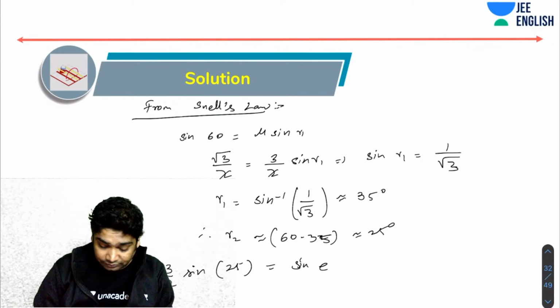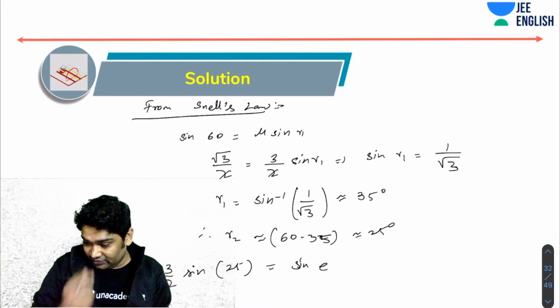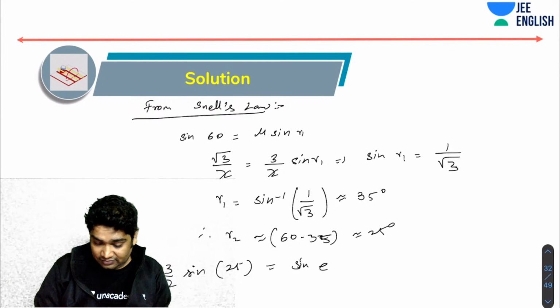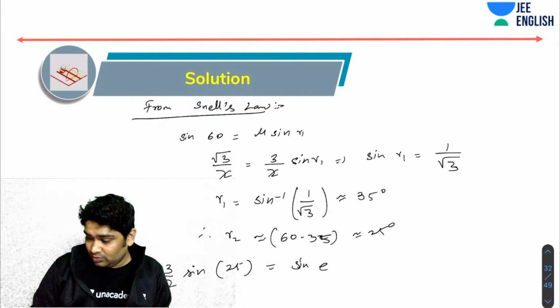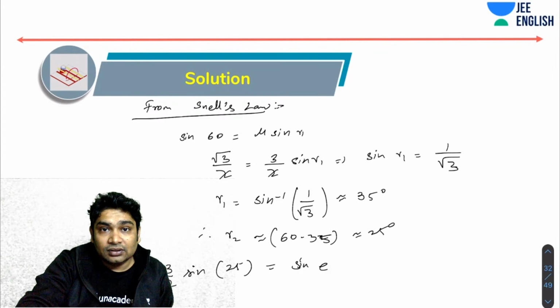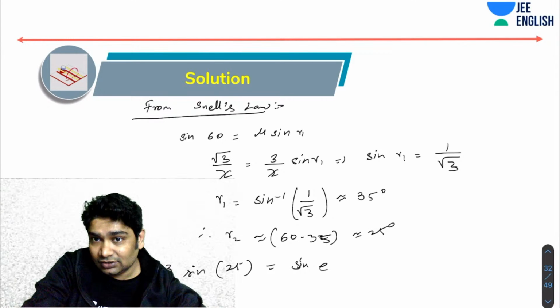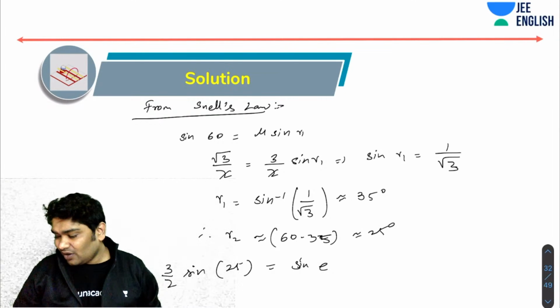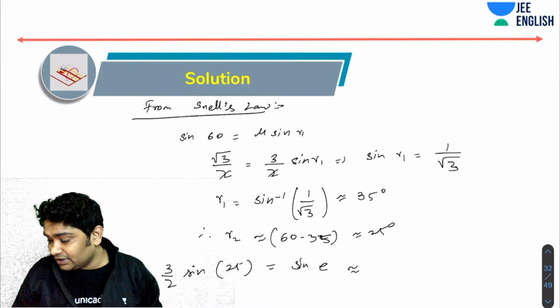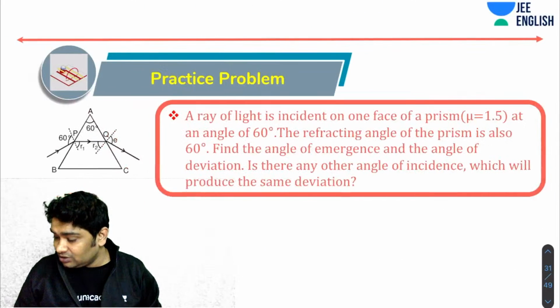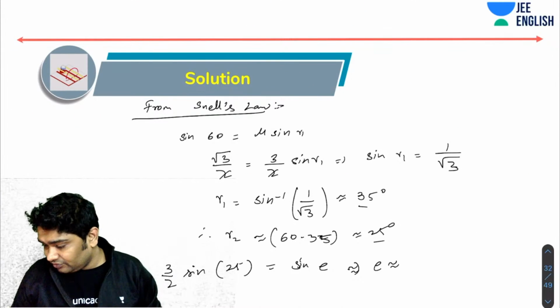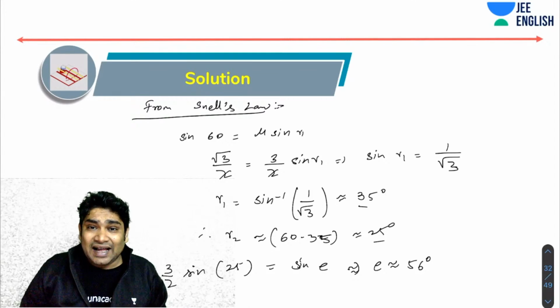All right, and let's see. Calculate this. It is coming to 0.83. So yeah, it's almost coming out to be equal, slightly less. It is almost 35, this is 25. So it is almost, I think, 56 degrees. Okay, so the angle of emergence is 56 degrees.